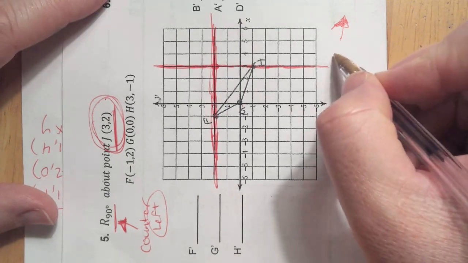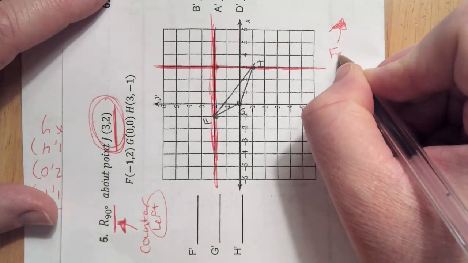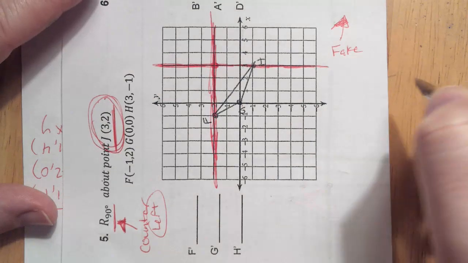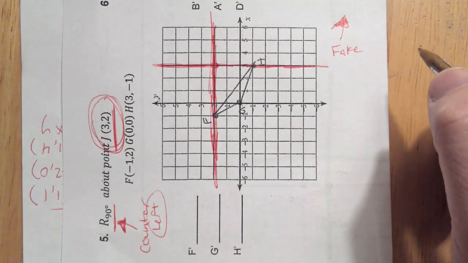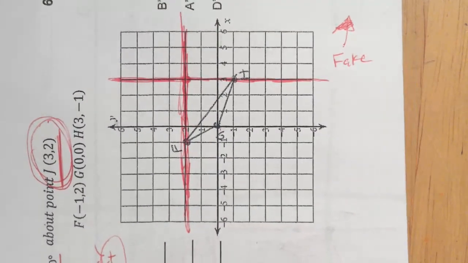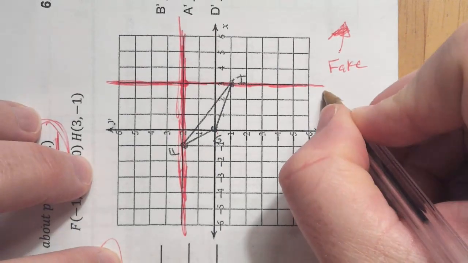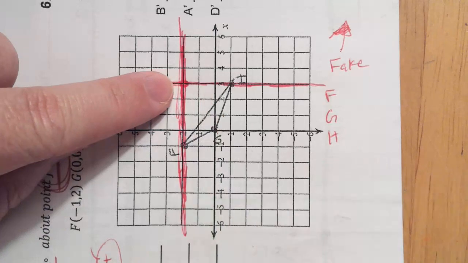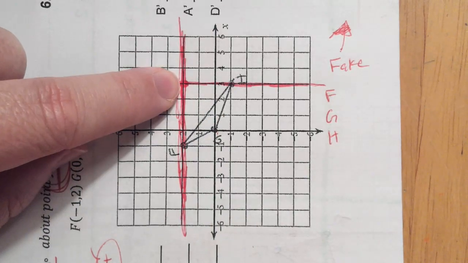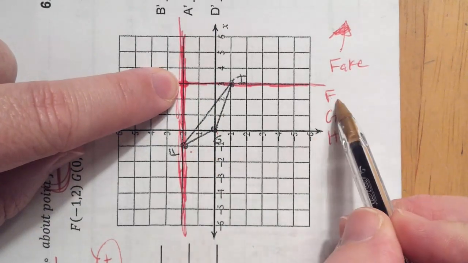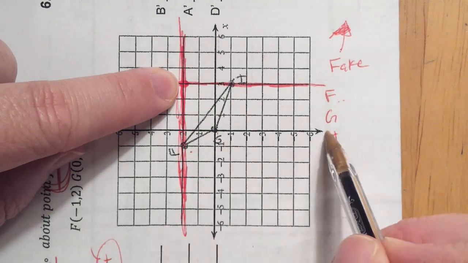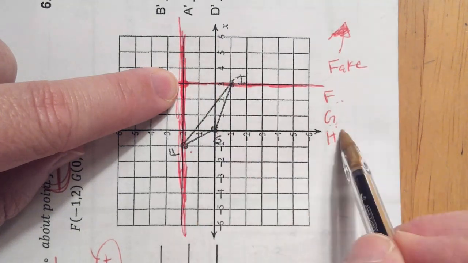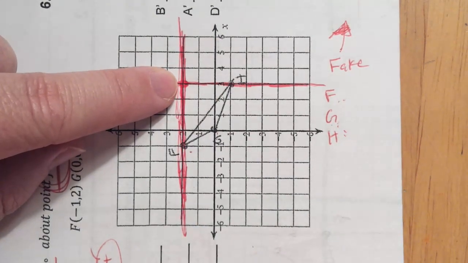All right. What you should have done was write your fake points. Let's go ahead and see if we can figure that out. So, F, G, and H. Using this as 0, 0, where is F? Write it down. Where is G? Write it down. And where is H? Write it down. Go ahead and do that now, please.